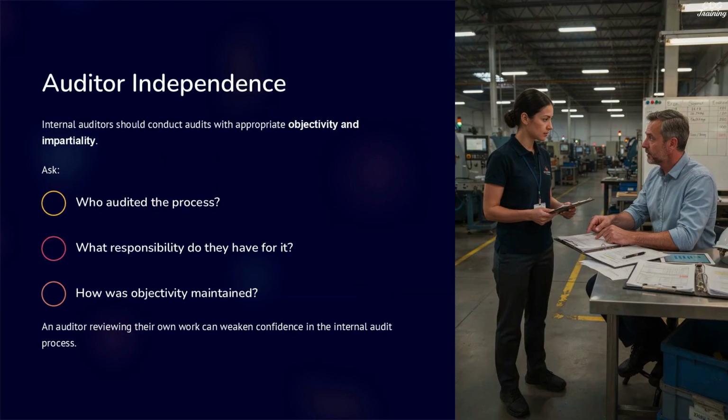Internal auditors should conduct audits with objectivity and impartiality. Key questions include: who audited the process? What responsibility do they have for it? How was objectivity maintained? An auditor reviewing their own work can weaken confidence in the audit process.